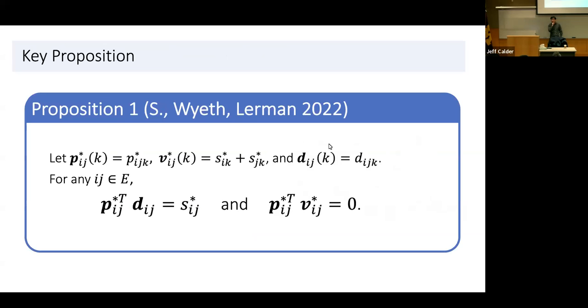Any question on this lemma, on this proposition? So what we have is that for each edge, this Pij star encodes its probability distribution information, and the Dij encodes the cycle inconsistency information. And we can show that the inner product of Pij star and Dij is exactly the Sij star. And I will explain it. And also there is an orthogonality condition that this Pij star is orthogonal to the Vij star that contains information about corruption levels on the other two edges in that cycle.